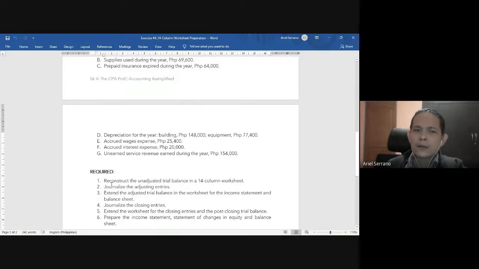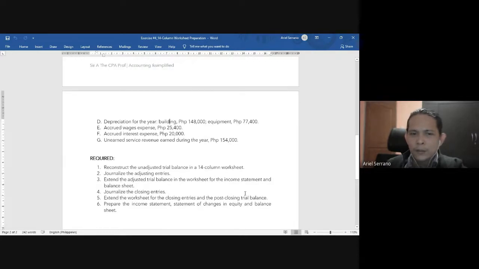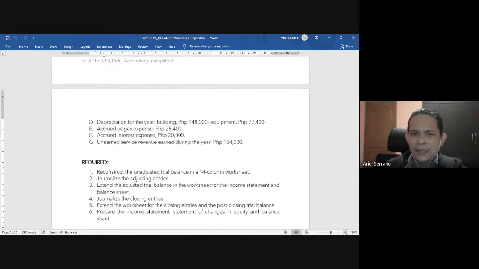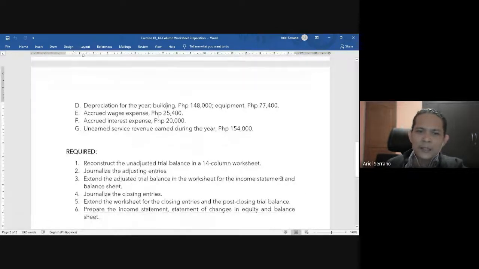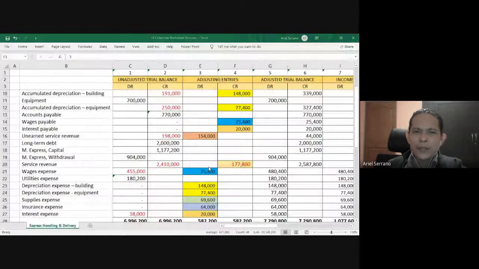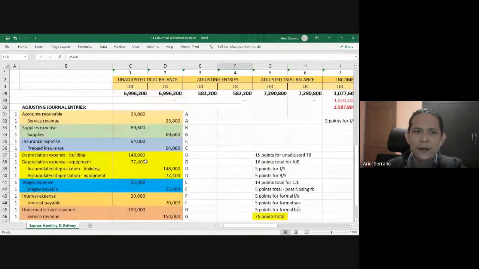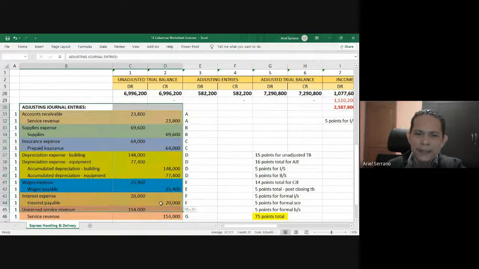Okay? We are already done with number 2. Journalize the adjusting entries. It was explicitly mentioned when I was explaining this one. There was no entry here. Okay, sorry. There was an entry here. You will see here below. And the color coding for your reference, right?